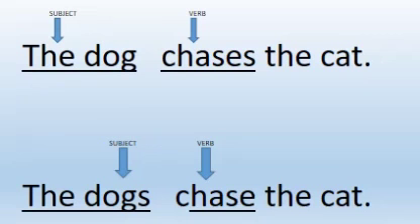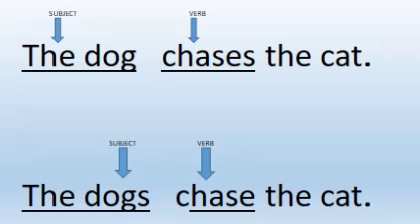So students, here you can see two sentences. First sentence is: the dog chases the cat. Here the dog is a subject and chases is a verb. In the second sentence: the dogs chase the cat. Here, dogs is a subject and chase is a verb. Can you see a difference here?